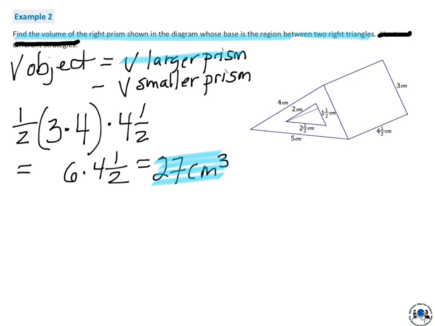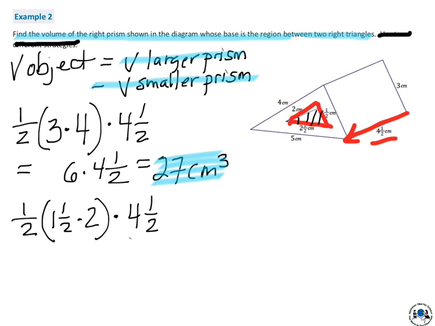Okay. All right, so now we're going to go ahead and find that smaller prism, which is actually a negative prism because it's the absence of matter. Okay, and that is going to be 1/2. We have our base and height, 1 1/2 times 2, and again times 4.5 because that is the entire height of the entire prism. Okay, and that is going to give us 6 3/4 cubic centimeters.